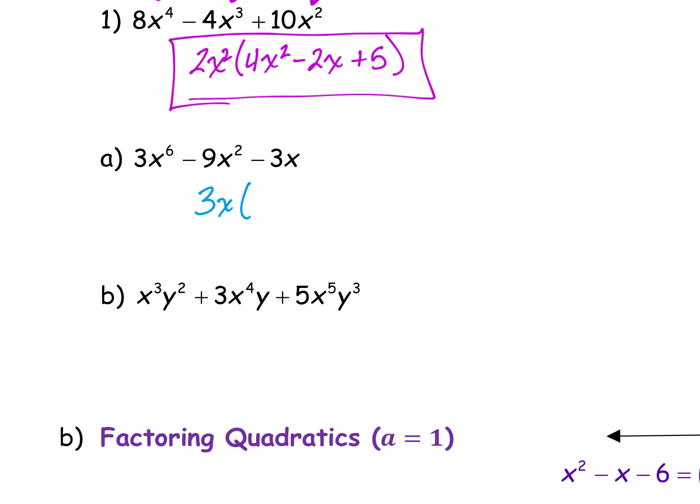Nice, Jess. So if I take 3x out of 3x to the 6th, I should get left with x to the 5th. Because 3x times x to the 5th is 3x to the 6th, right? Yeah. And then if I take 3x out of negative 9x squared, I should get left with negative 3x. And if I take a 3x out of 3x, what should I get left with?